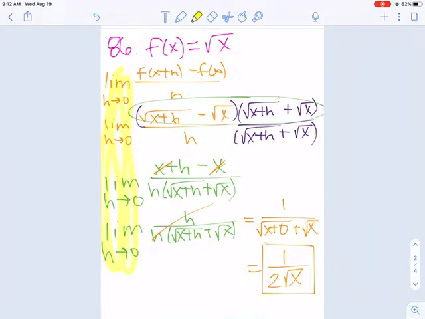Things I want you to notice. I wrote the limit as h approaches 0 every time until I actually plugged 0 in for h. That is an expectation I will have for you.